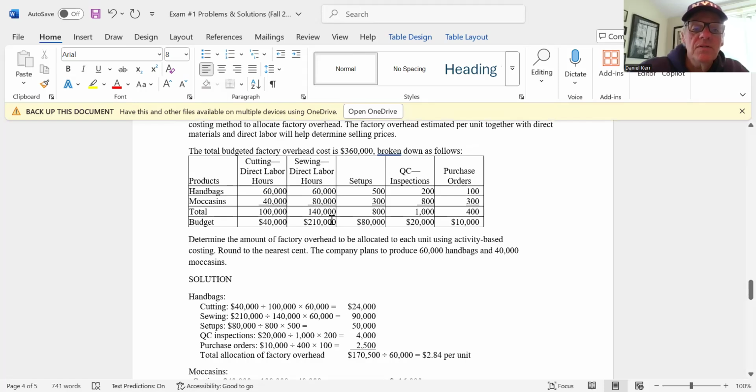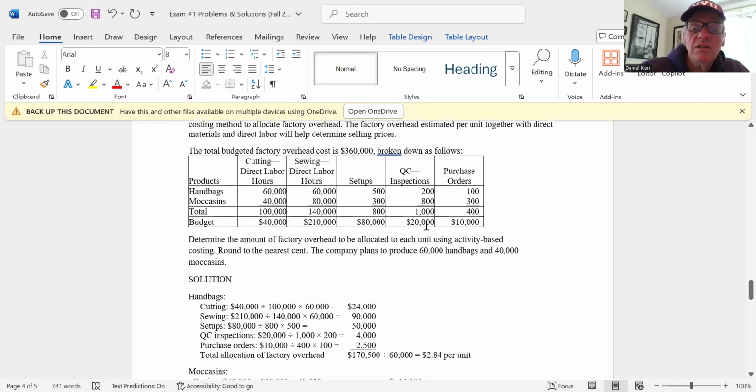Sewing, you had a total cost of 210 divided by 140. And in the sewing department, you had 60,000 direct labor hours there. And then setups, you had $80,000 worth of setup cost, 80,000 divided by 800 setups, multiplied by the 500 for the handbags. So that gives you 50,000.